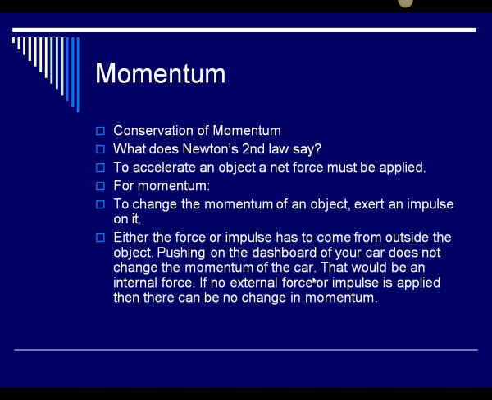Either the force or impulse has to come from outside the object. Pushing on the dashboard of your car does not change the momentum of the car. That would be an internal force. If no external force or impulse is applied, then there can be no change in the momentum. So you're sitting there in your car and you're trying to get it to go faster and you're pushing on the dashboard. That doesn't make your car go faster. Somebody behind your car pushing it, that's an external force. That could make it go faster.